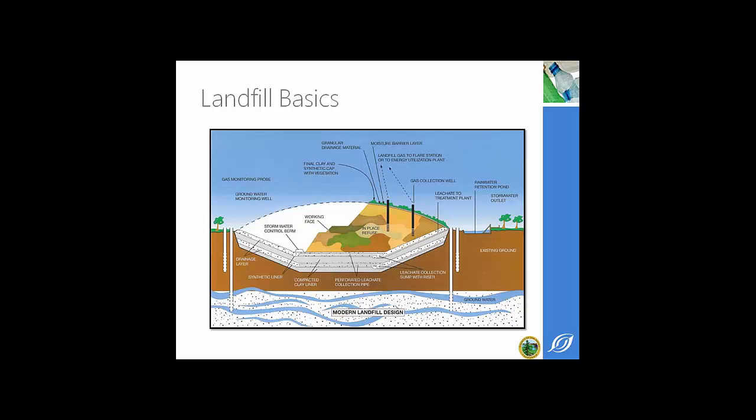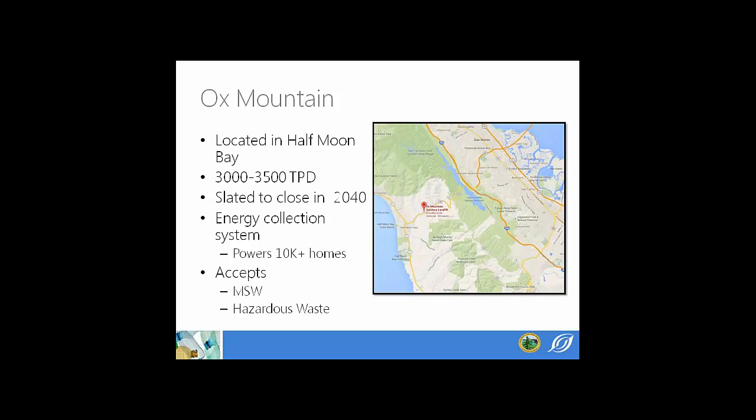That basically started to mandate a lot of things, such as landfills that would be covered, that would be lined, and to really start putting that framework in place so that we're not polluting the environment the way that we were. Locally, the landfill that's predominantly used in San Mateo County is Ox Mountain. It's owned by Republic Services.